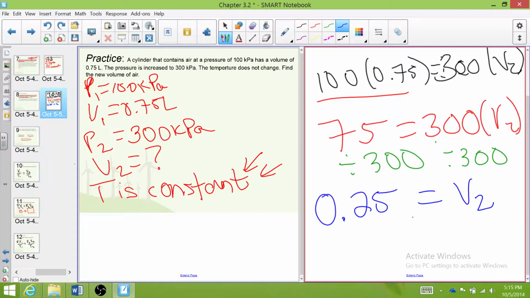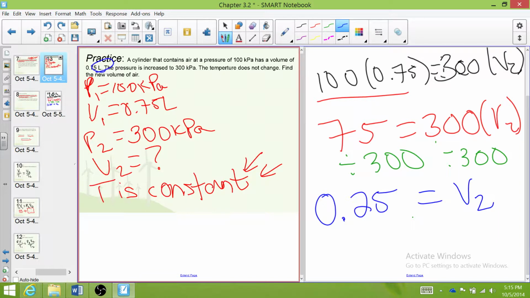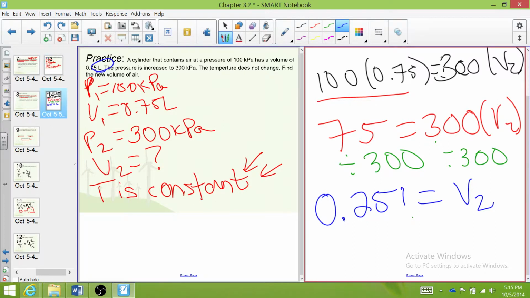Now, we're not quite done. There's one more step, and that's to put units. So we talked about how the units of volume are going to be cubic centimeters in our class. But when it comes to math problems, you really need to look at the information you're given in the problem. So if we go back to the problem, we say a cylinder that contains air at a pressure of 100 kPa has a volume of 0.75 liters. That's really important because whatever unit we start with for volume is the unit we need to end with for volume. So the unit we have here is liters.